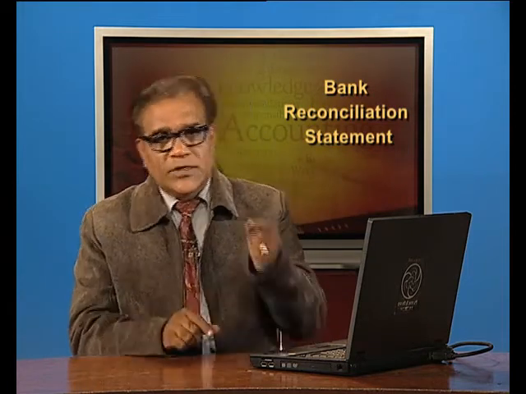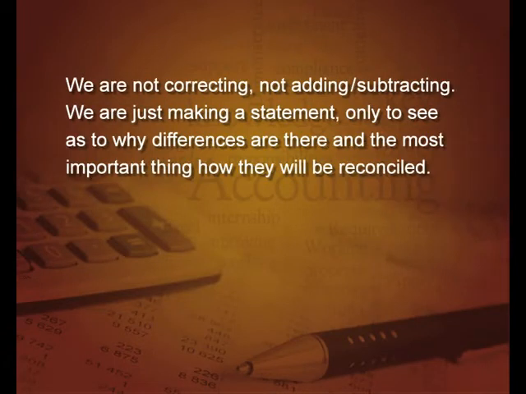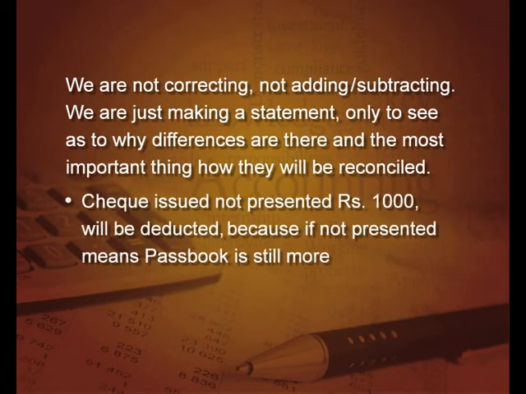Reconciled means only reconciled, not corrected, please. You cannot go to the cash book and correct, you cannot go in the passbook and correct. You are just trying to make a statement and try to find out the differences, why they are there and how they can be reconciled. Okay? So, coming to the next point, number 4, check issued but not presented 1000.